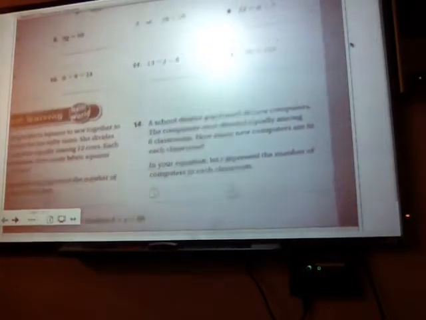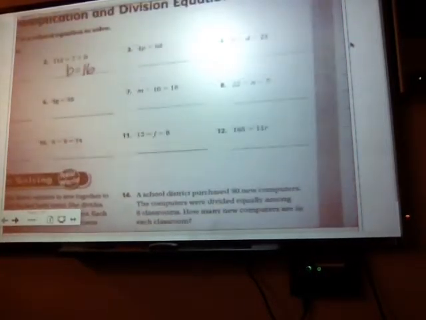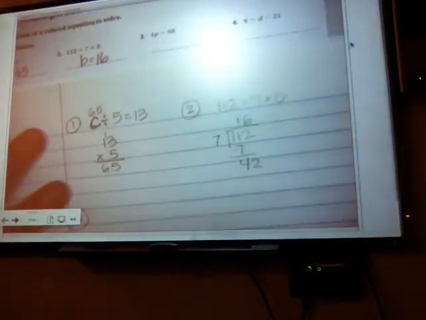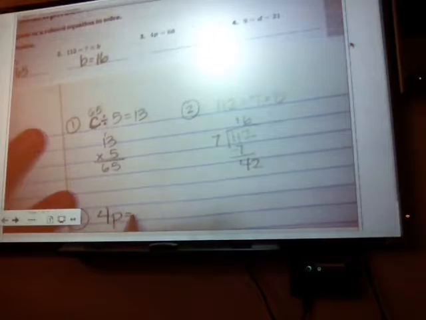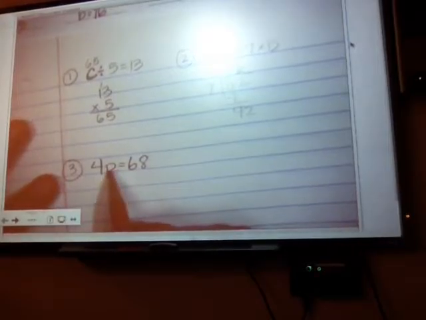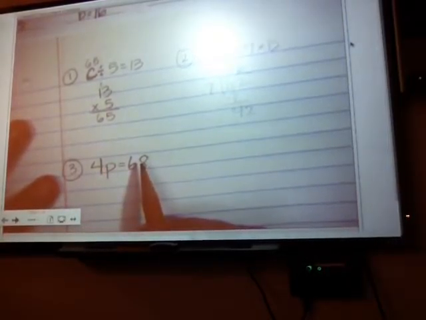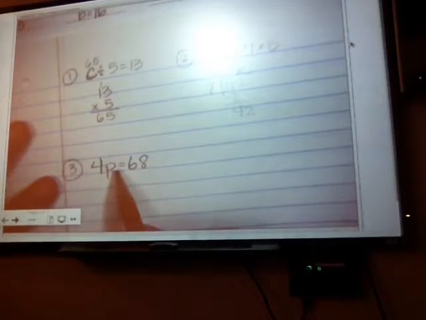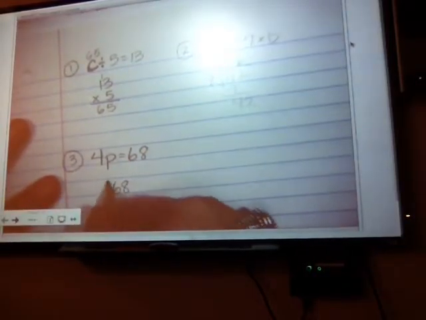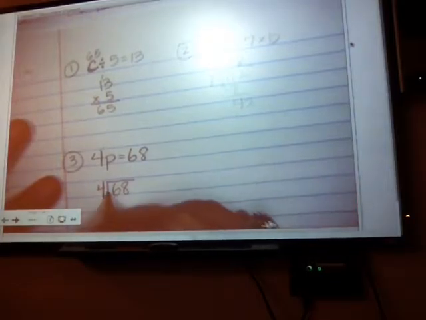Okay, if you want to continue on, great. I'll let you, but if not, I'm going to do 3 and 4 with you if you'd like to watch. Question 3. 4p is equal to the same thing as 68. I cannot multiply 4 times p, but I know that 4p and 68 are a fact family. So what's the opposite of multiplication? Division. Therefore, I'm going to divide 68 divided by 4.